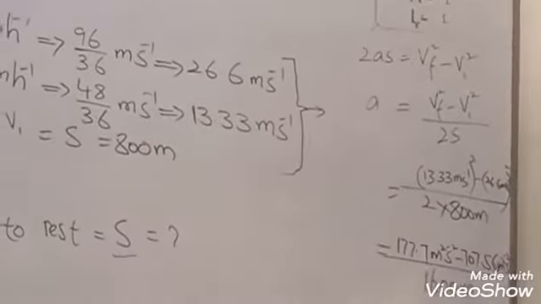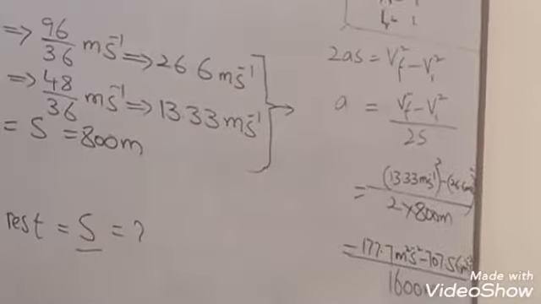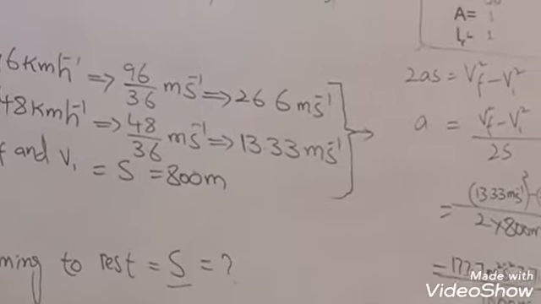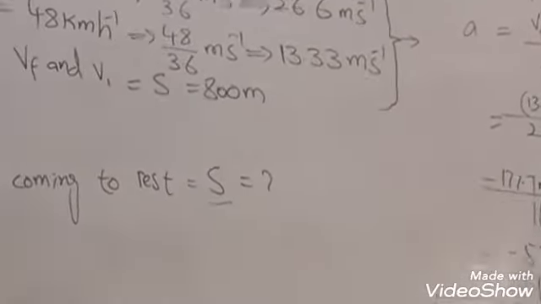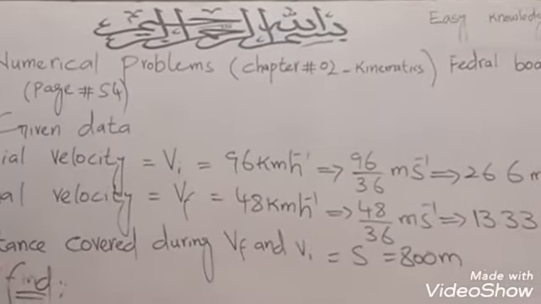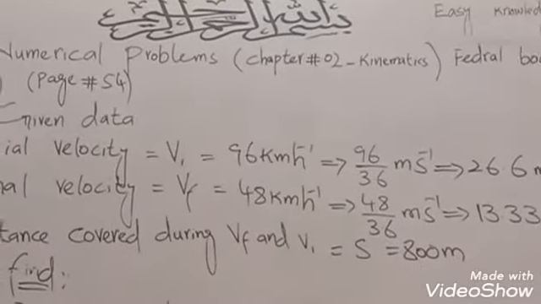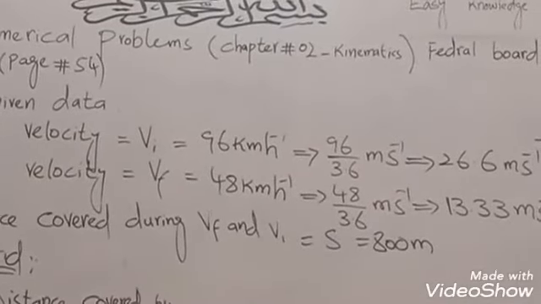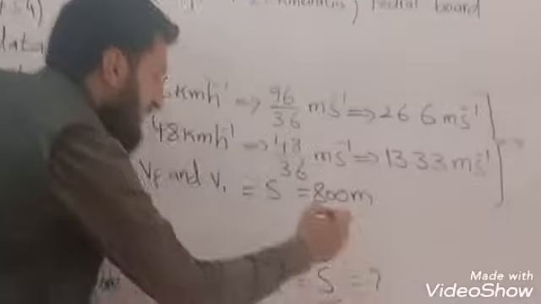But according to the statement, acceleration is what? Acceleration is constant. The train is moving with constant retardation. Retardation is basically the negative acceleration. When the speed of the train is decreasing uniformly, then that acceleration is known as retardation. Okay. Now we can find this distance.